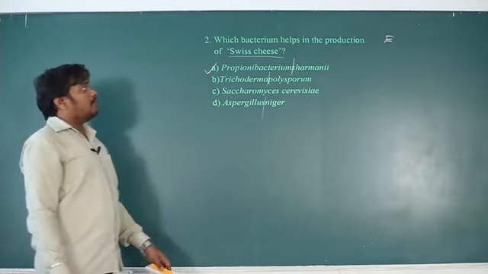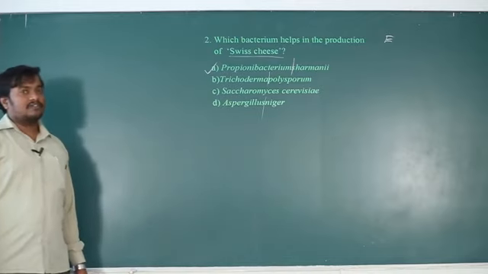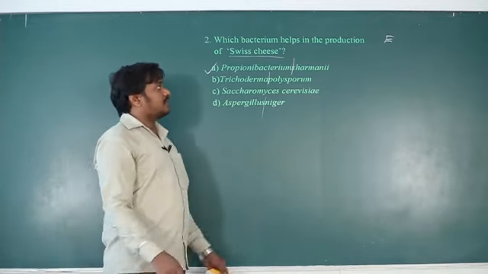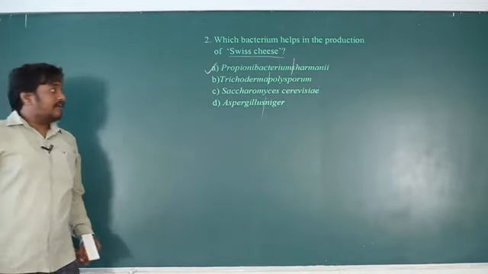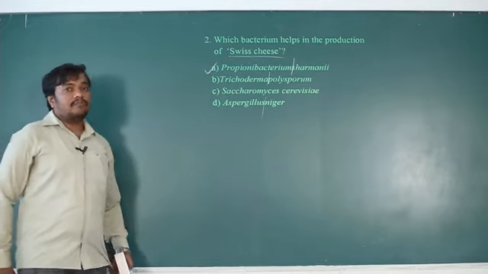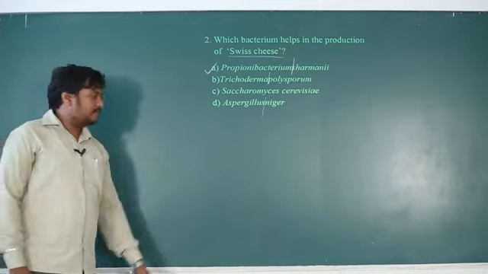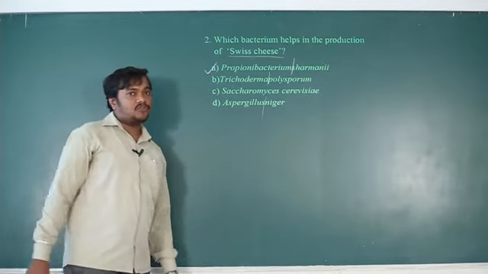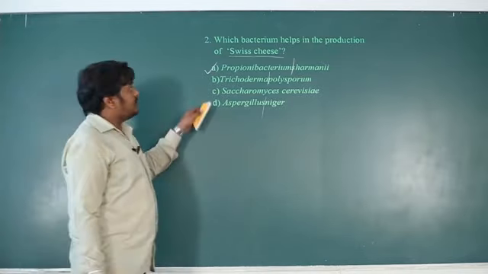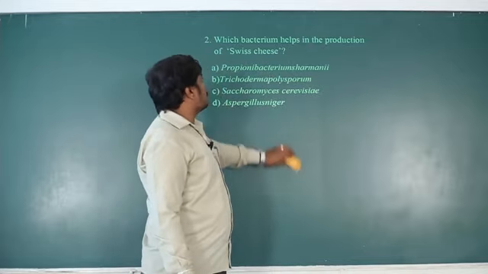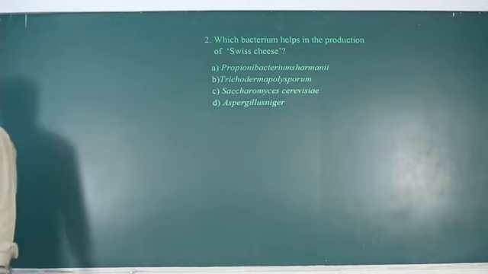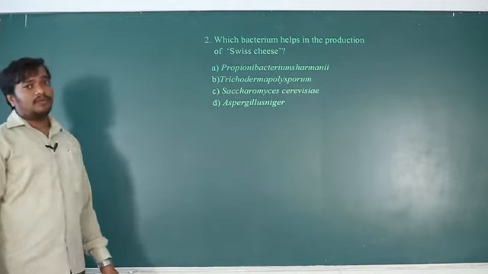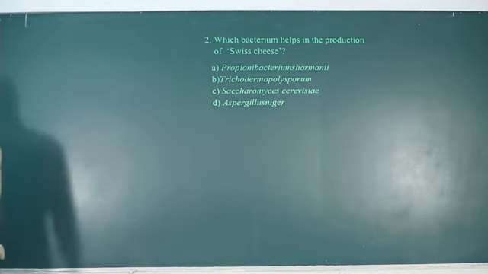Then from Trichoderma polysporum, one chemical is isolated called cyclosporin A. It can be used in the treatment of persons who have undergone organ transplantation. Saccharomyces cerevisiae is the most common yeast called baker's yeast or fermenting yeast. Then Aspergillus niger is a major source of citric acid, the tasting powder. So Swiss cheese, Propionibacterium shermanii. In this chapter you need to remember so many organism names along with their products and their activities. Let's move on to the next question.